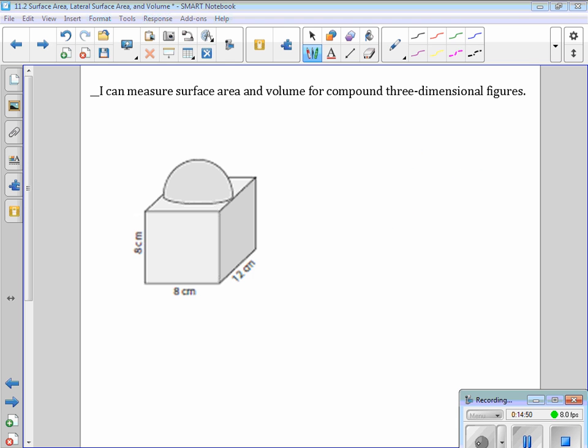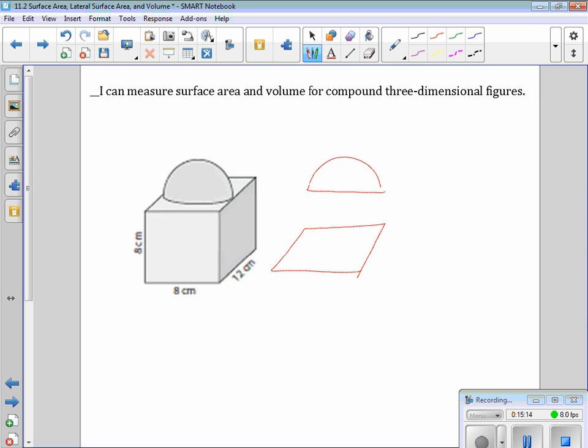Now, one of your I can statements is that you can find the volume of what we call a compound three-dimensional figure. So what I'm going to do is take objects that you should be able to find the volume of and put them together like this. And so you have to kind of see them as pieces. In this particular problem, it's half of a sphere and then a rectangular prism. So you'd want to find the volume of these shapes and then add them together. So you have to be able to look at it in pieces and figure it out.